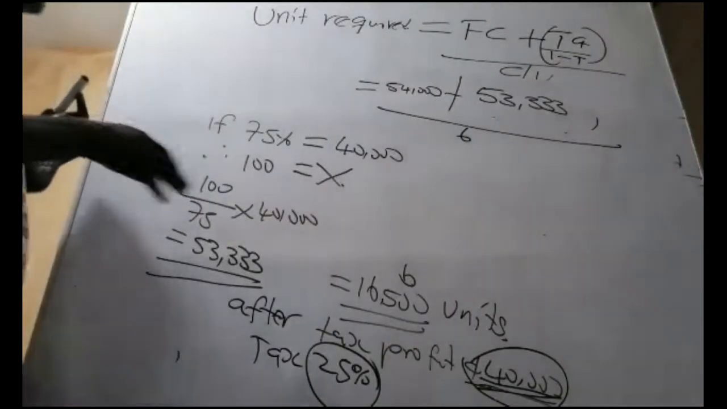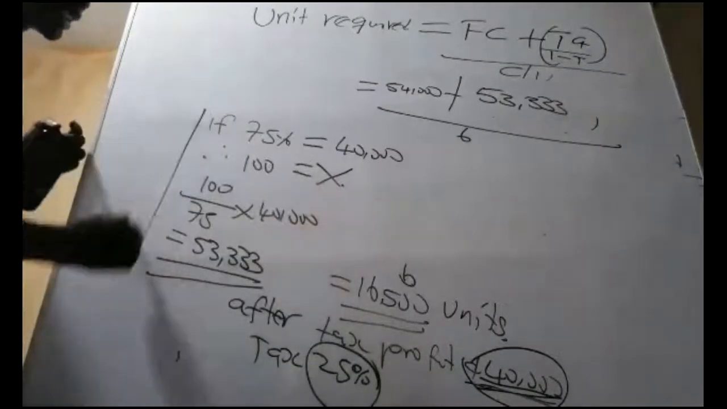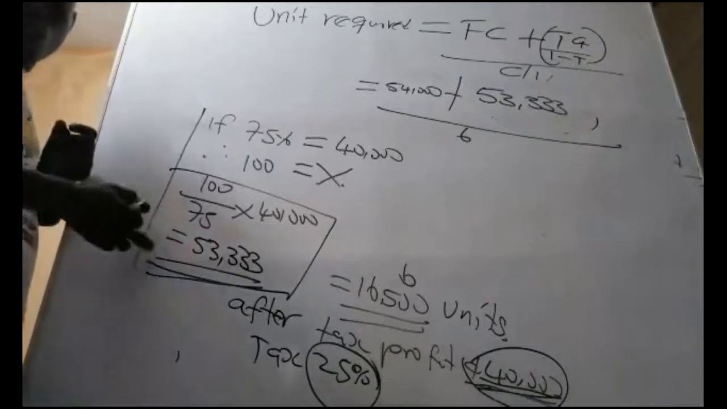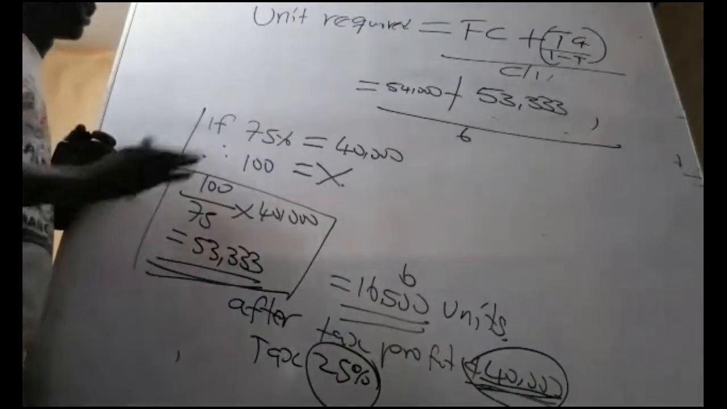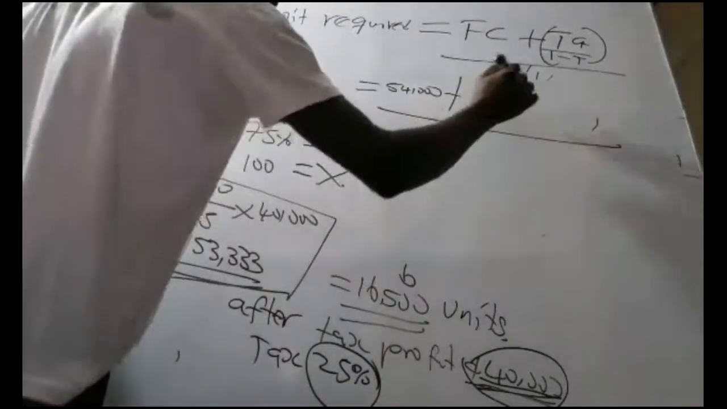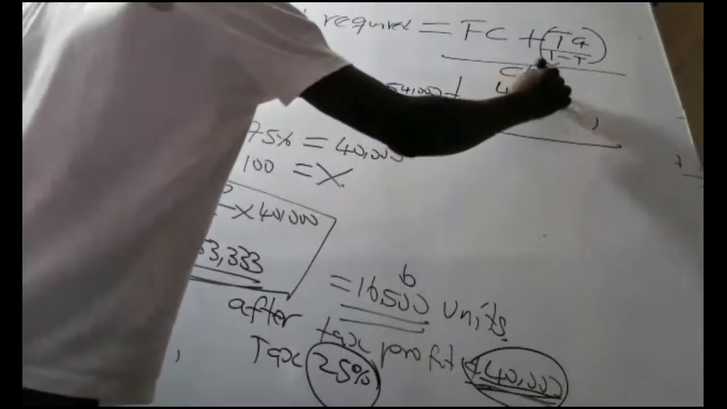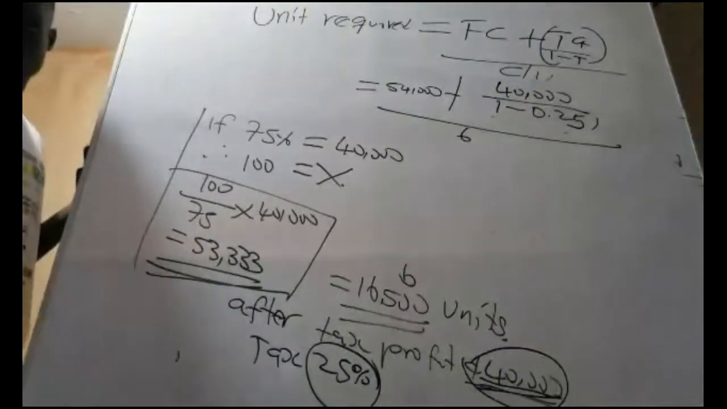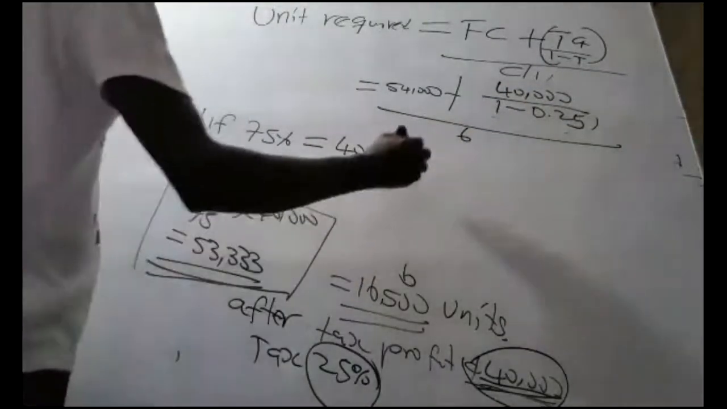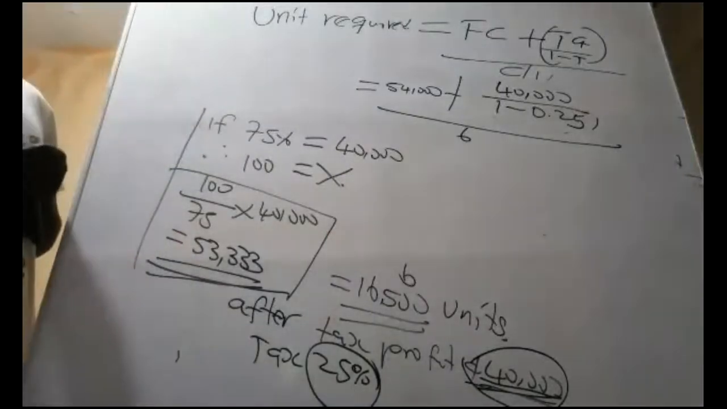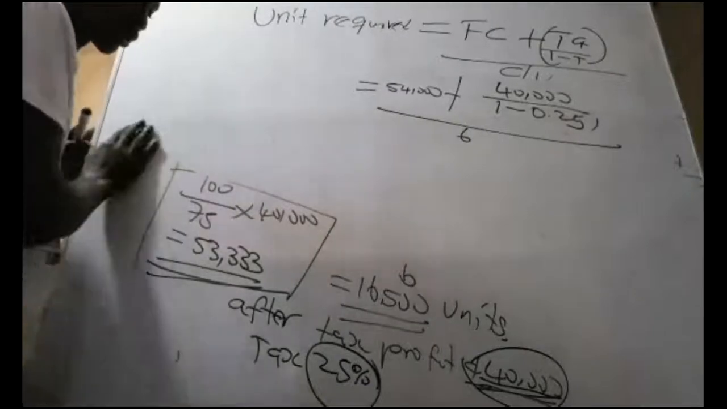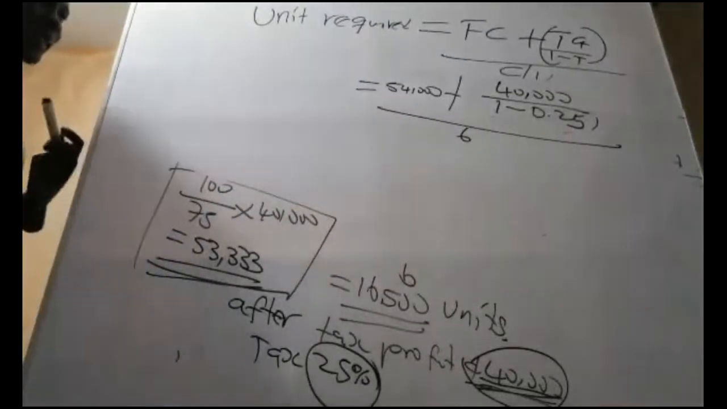Good. If you don't like this approach, if you don't see these workings, then you have to do this. You bring in the 40,000 here, divided by 1 minus 0.25. Perfect. Something like this. Then the final answer, you put it down. I believe we've done much with this, and I hope everyone gets it.